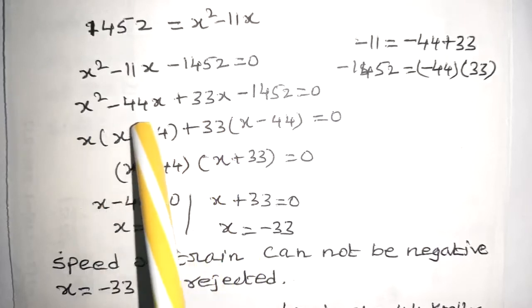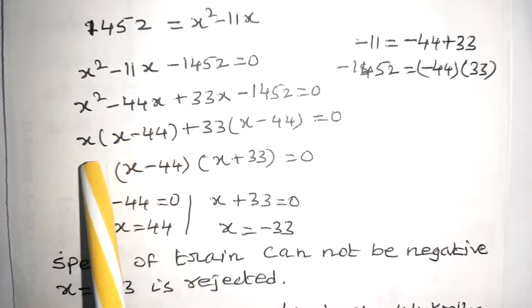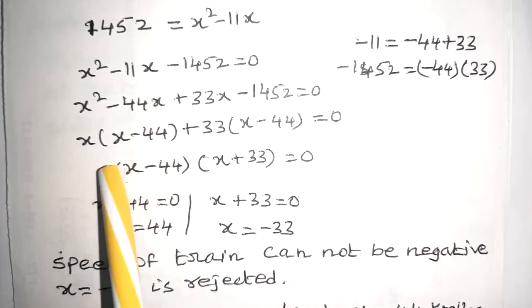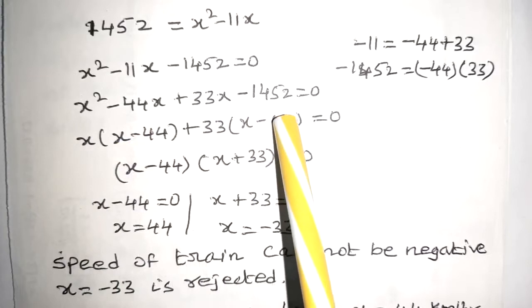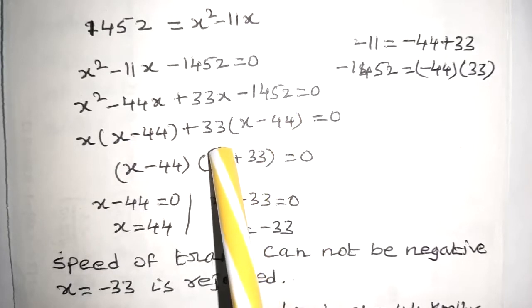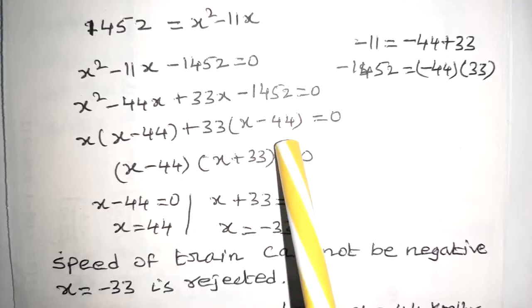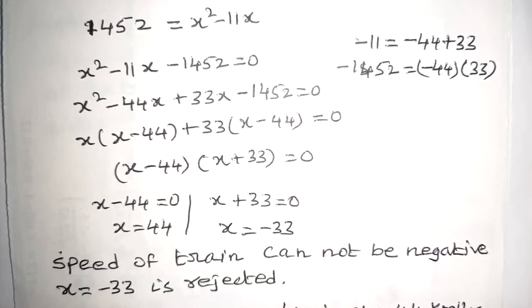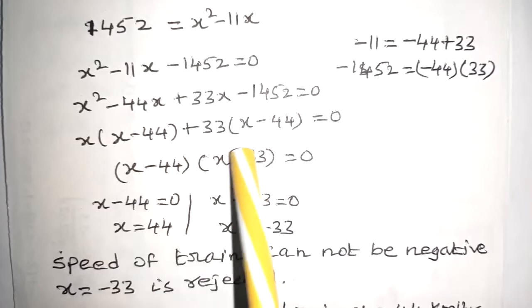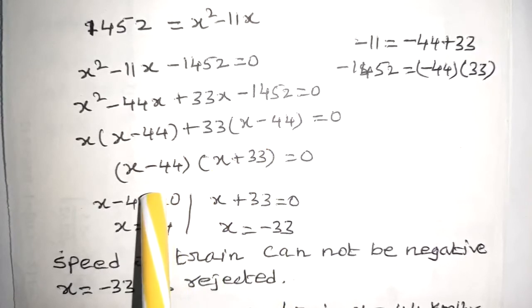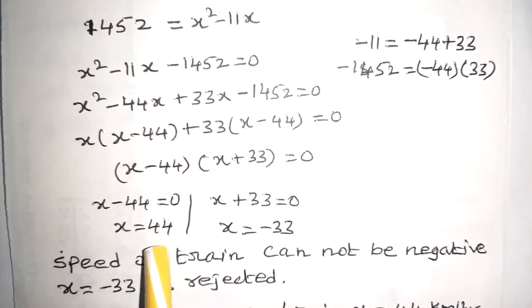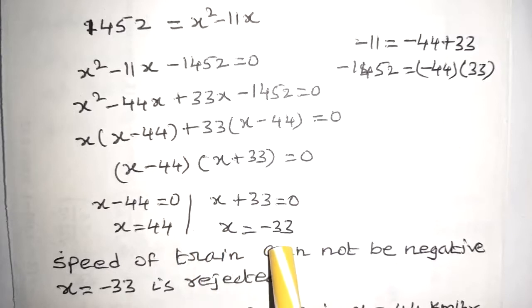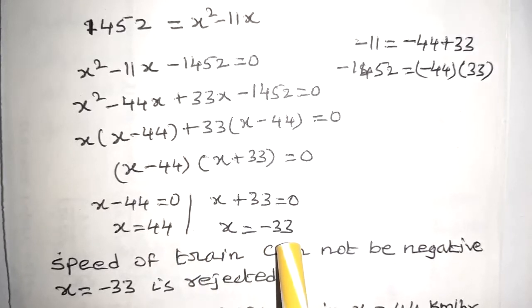Considering x square minus 44x, taking x as common factor, we get x multiplied by x minus 44. Considering 33x minus 1452 and taking 33 as common factor, we get 33 multiplied by x minus 44. Now the common term in these two terms is x minus 44. Therefore, we get x minus 44 multiplied by x plus 33 equal to 0. Now we get x equal to 44 and x equal to minus 33.